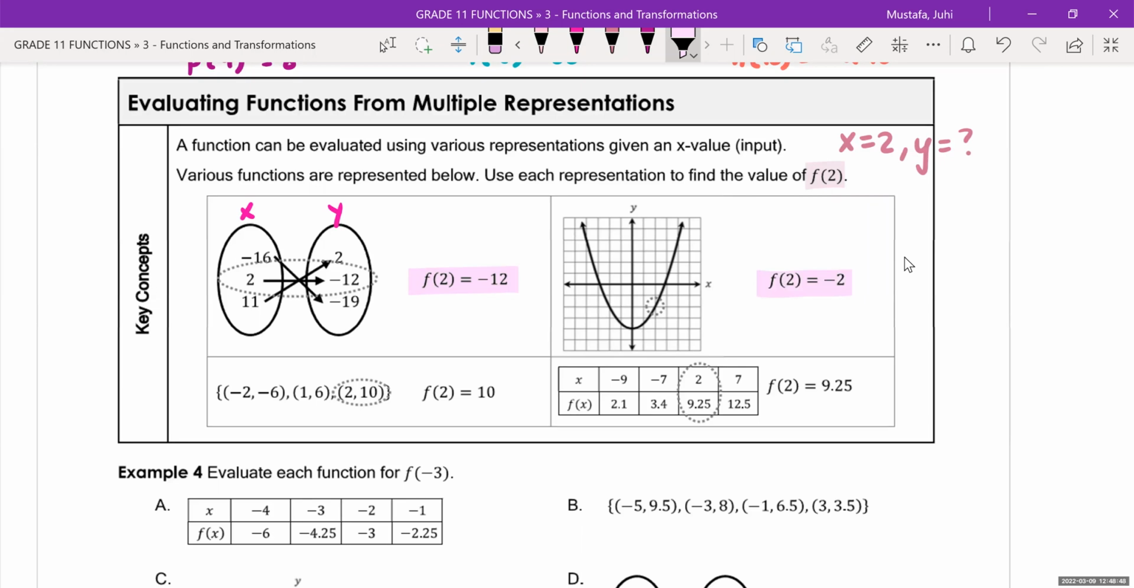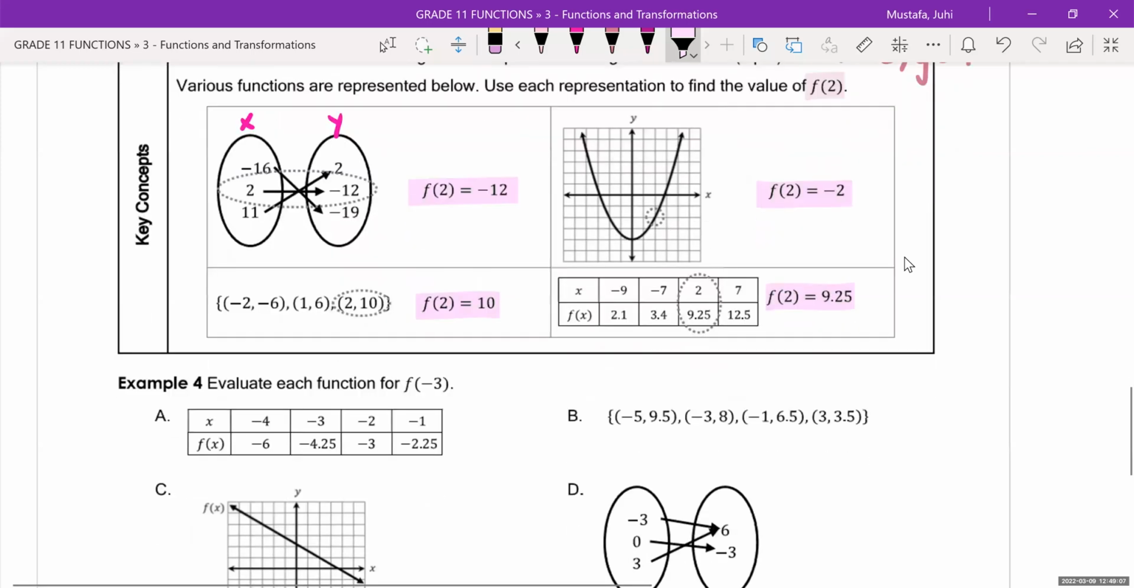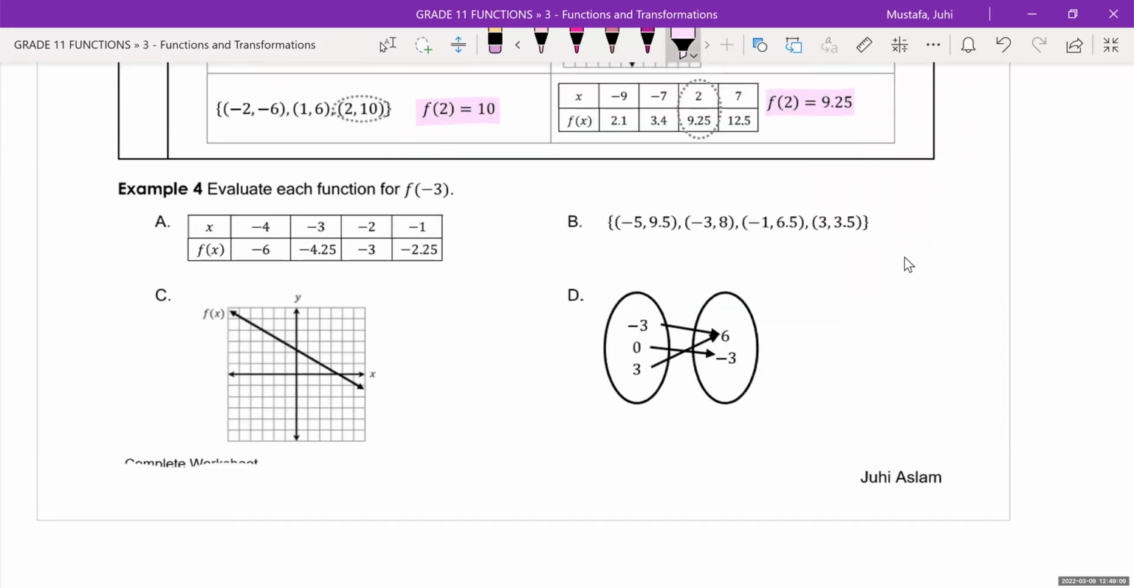For a list of coordinates, you find the value x, and whatever it's paired up with is your answer. So in this case, f of 2 is equal to 10. And in a table of values, again, you look for where x is equal to 2 and whatever it's paired up with. And in this case, f of 2 is equal to 9.25. Go ahead and try this for example number 4. And I shall do it up here as well, and you can check your answers.